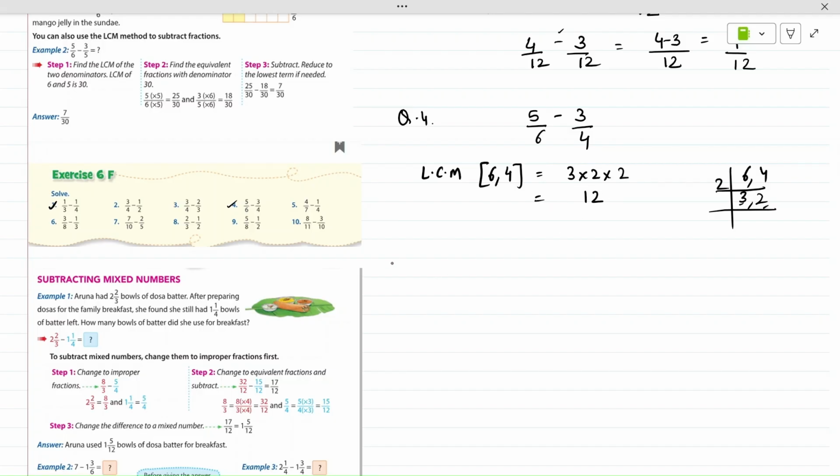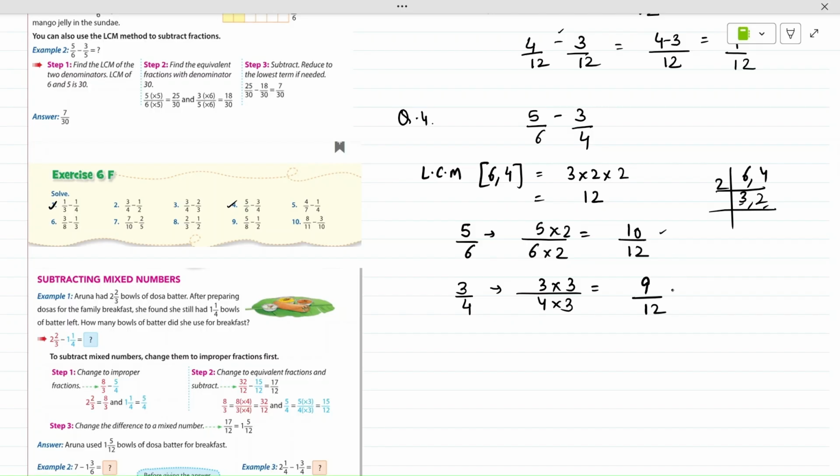Okay, now next we have to change these fractions to like fractions. How? Just multiply the denominator with 2, and multiply the numerator also with 2. So we have 10 by 12, the first fraction. For the second fraction, we have 3 by 4. Multiply the denominator with 3 to make it 12, and the numerator with 3 also, because we have to multiply the numerator and denominator with the same number. This is 9 by 12.